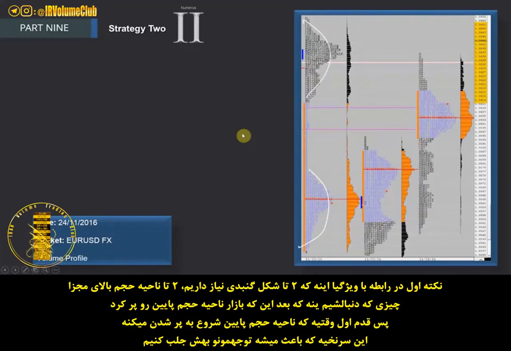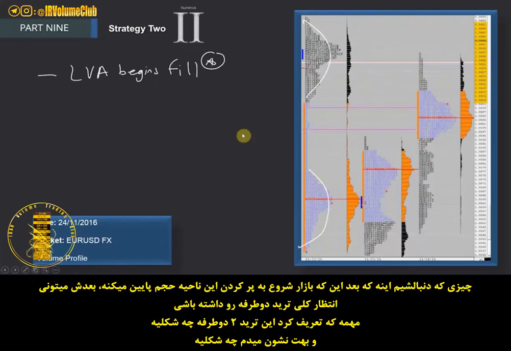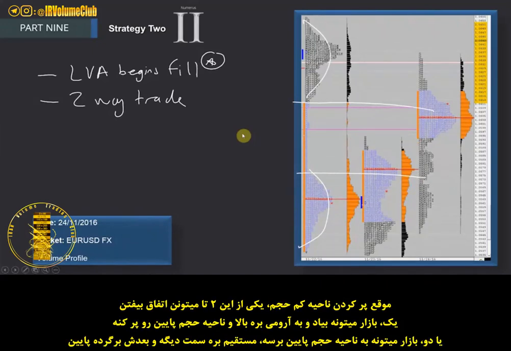What we're effectively looking for is once the market has failed the low volume area, so step 1 is when the low volume area begins to fill. This is almost our sit up straight and pay attention type clue. Once the market starts to fill out this low volume area, you can expect a lot of two-way trade. It's important to define what this two-way trade looks like, and I'm going to show you what it looks like. One of two things can occur whilst filling out the low volume area.